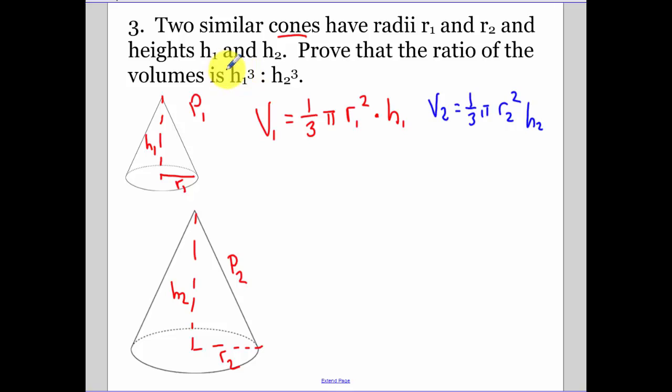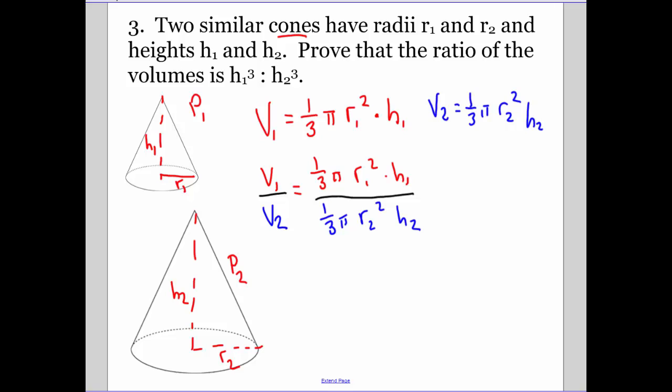I'm trying to prove the ratio of the volumes is H1 cubed to H2 cubed. So let's look at the volume of 1 divided by the volume of 2. So the volume of 1 is 1/3 pi R1 squared H1 divided by the volume of cone 2, which is 1/3 pi R2 squared H2. Now look at what can cancel.